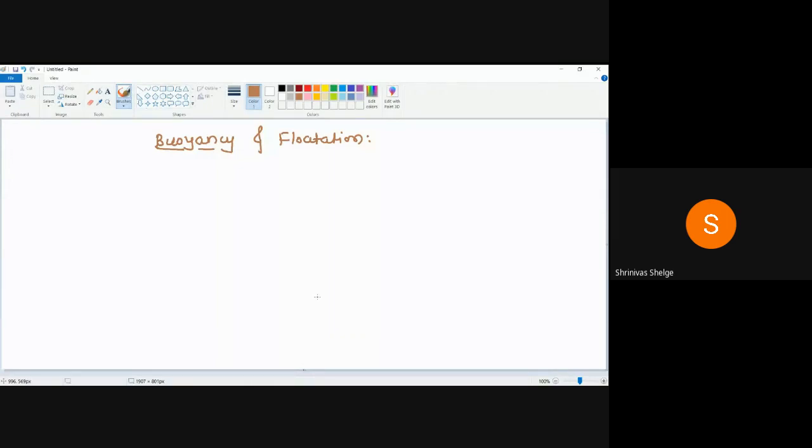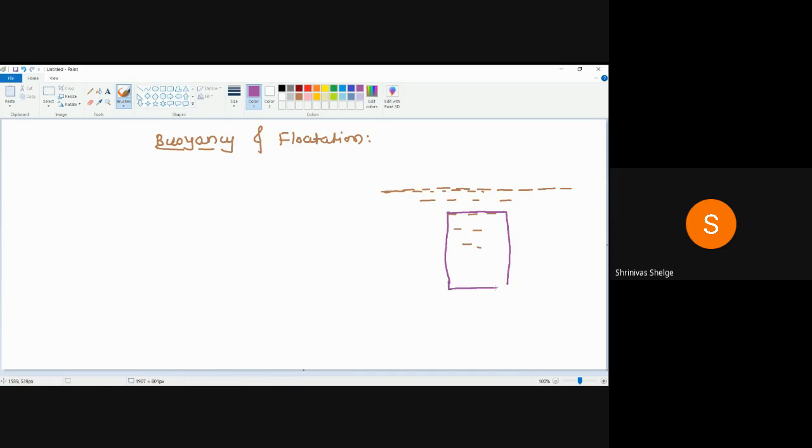So to understand buoyancy, that is, when a body is immersed in a fluid, fully or partially, it is always subjected to an upward force. I will give an example to understand buoyancy. Suppose some fluid is there. So this is the fluid. And suppose some body, if I immerse the body in the fluid, partially or fully.